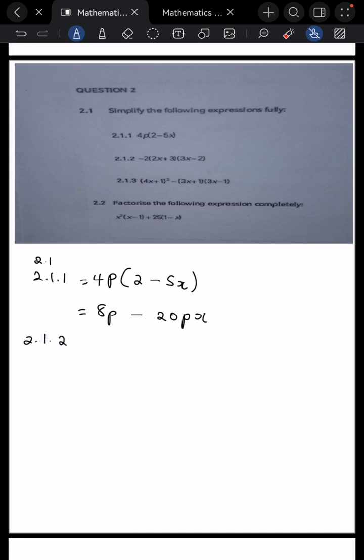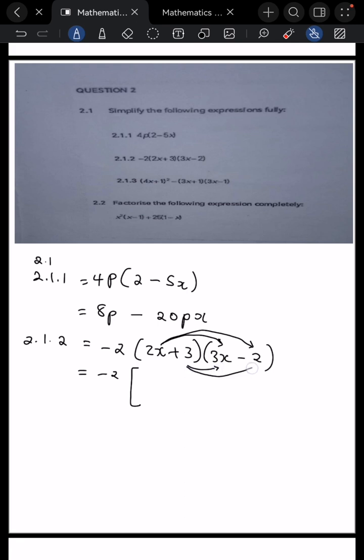2.1.2, where minus (2x plus 3)(3x minus 2). Simplify it fully, it is going to be equal to... Let's just keep it as straightforward as possible. Bracket FOIL, which is going to be this one times this one, that one times that one, this one times this one, that one times this one.